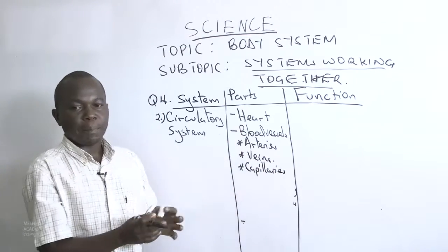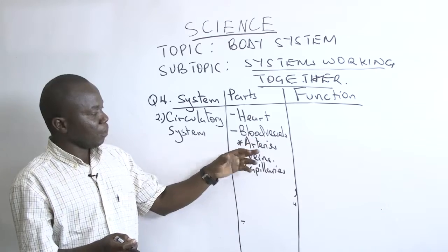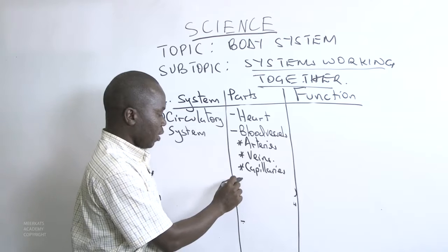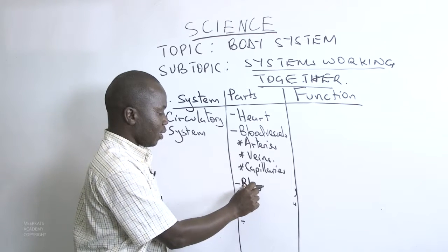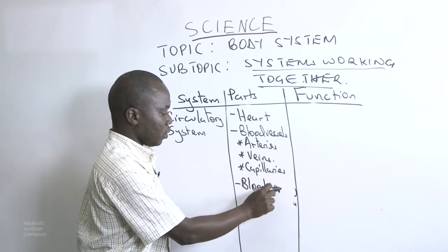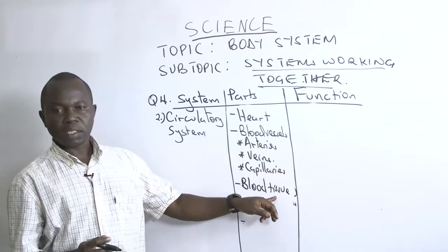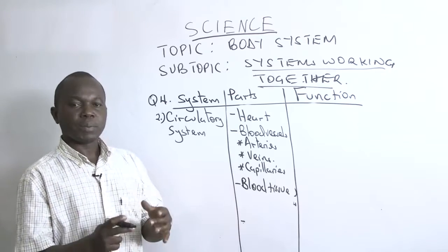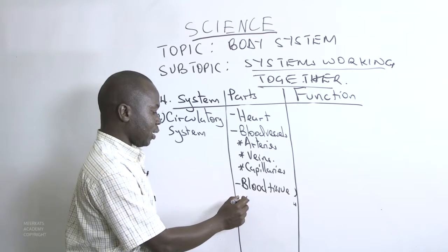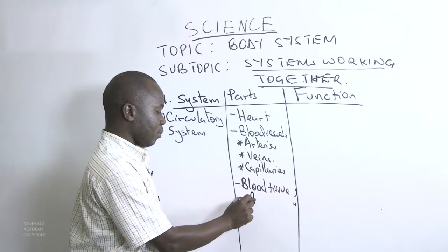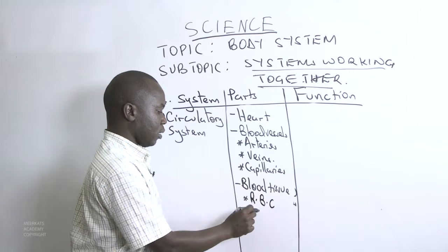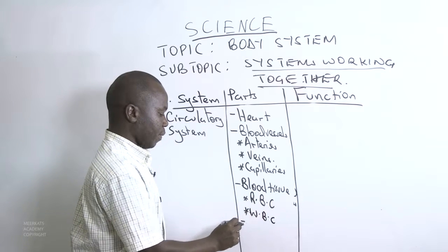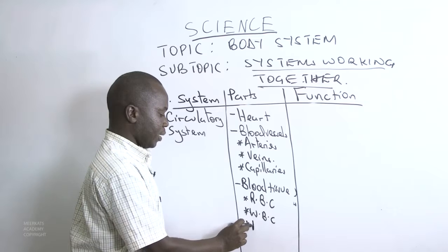The role of blood vessels in general is to provide passages or channels through which blood will be flowing. The other part is blood, or blood tissue. Remember, we have always said that tissue is made up of cells. So in blood tissue we expect cells. Some of the cells include red blood cells, white blood cells, and platelets.